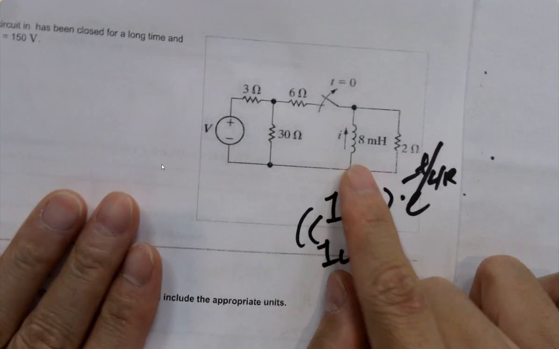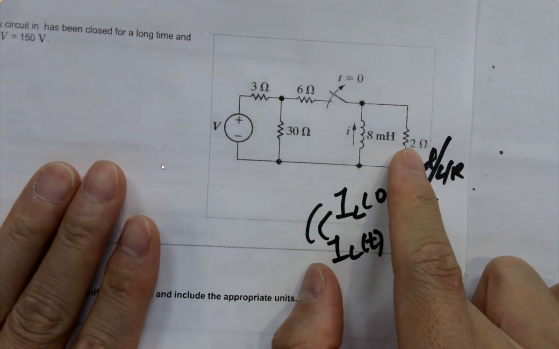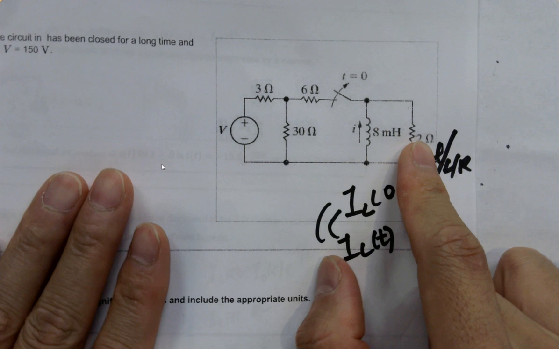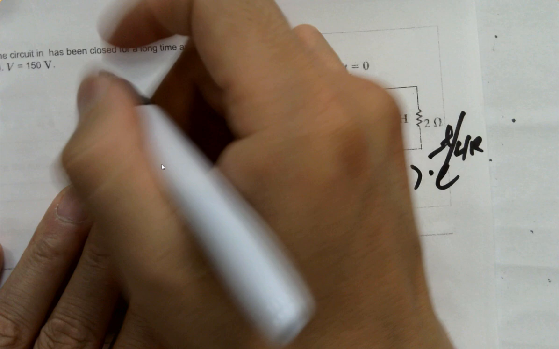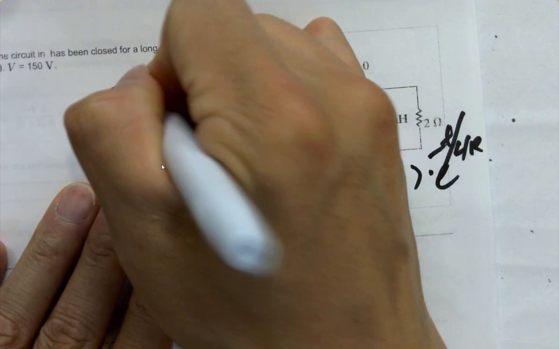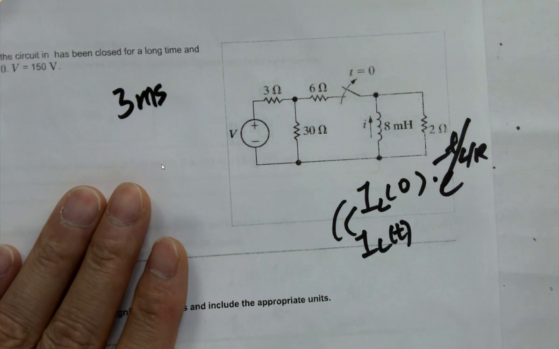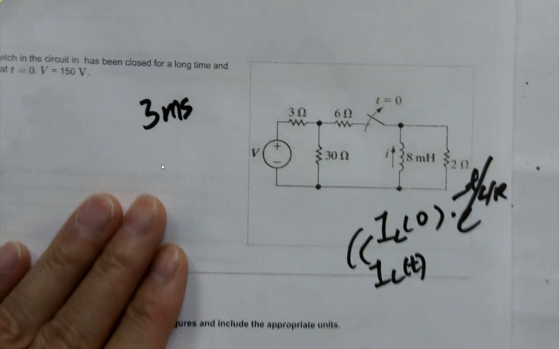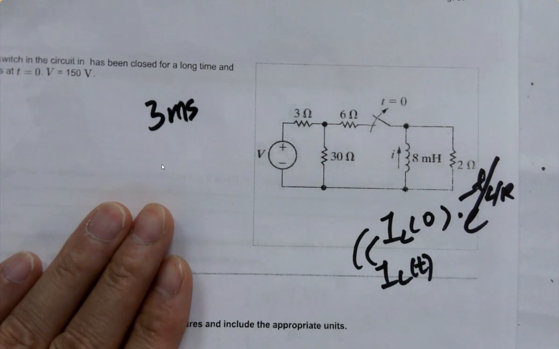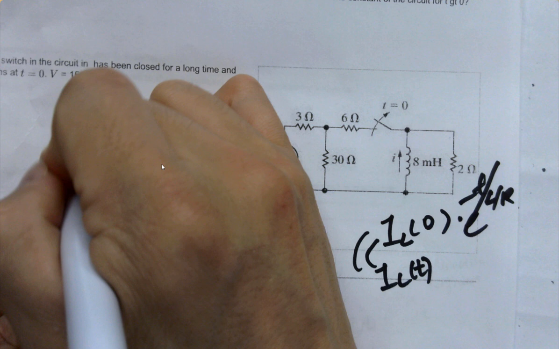So this is asking the percentage of the initial energy stored in here that is dissipated across this resistor after 3 milliseconds. How to calculate that? Energy dissipated.